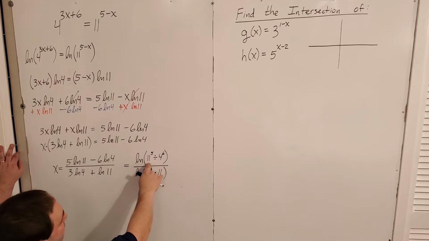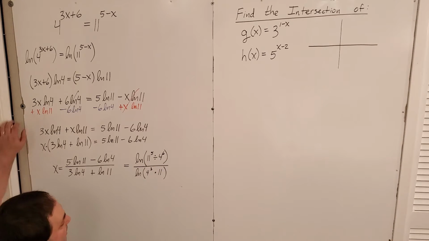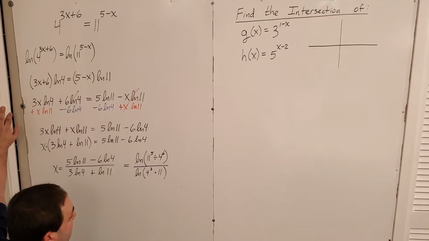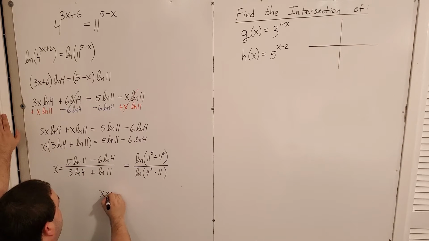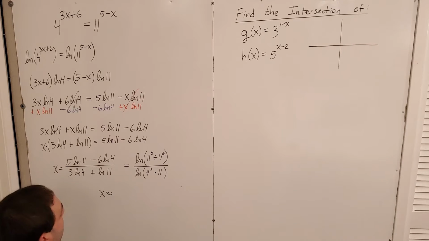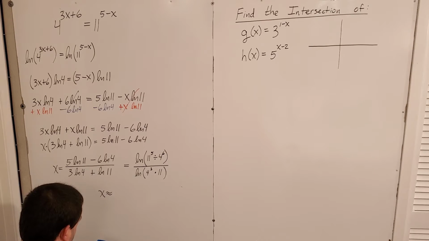Just some of these other bigger exponents like 11 to the 5th and things like that are a lot more time consuming, and that's the whole reason we have a calculator, right? Okay, so whether you plug in this one or this one, I still have a solution for x here. Okay, so let's punch it up and see. I've got ln of 11 to the 5th divided by 4 to the 6th, divided by ln of 4 to the third times 11.